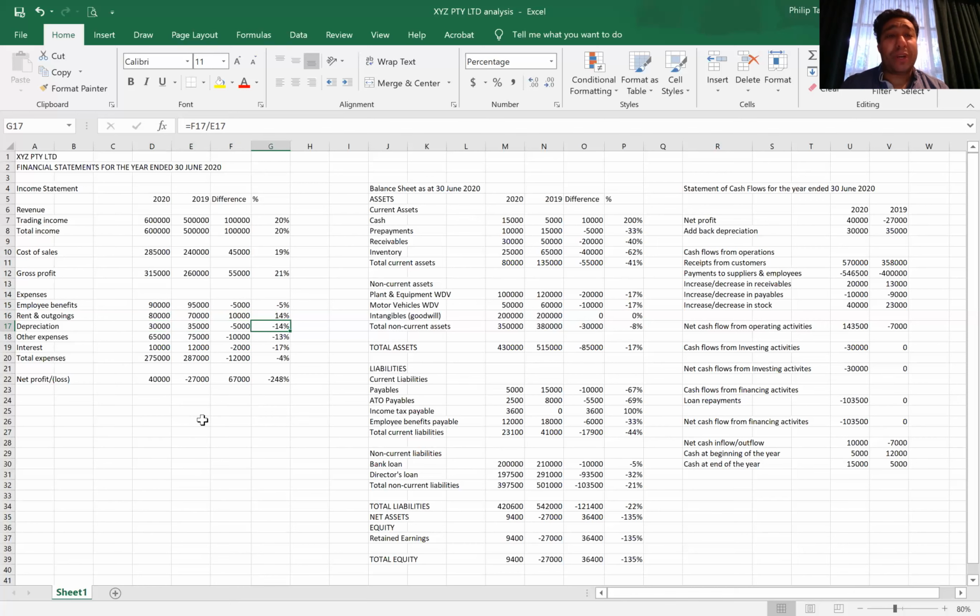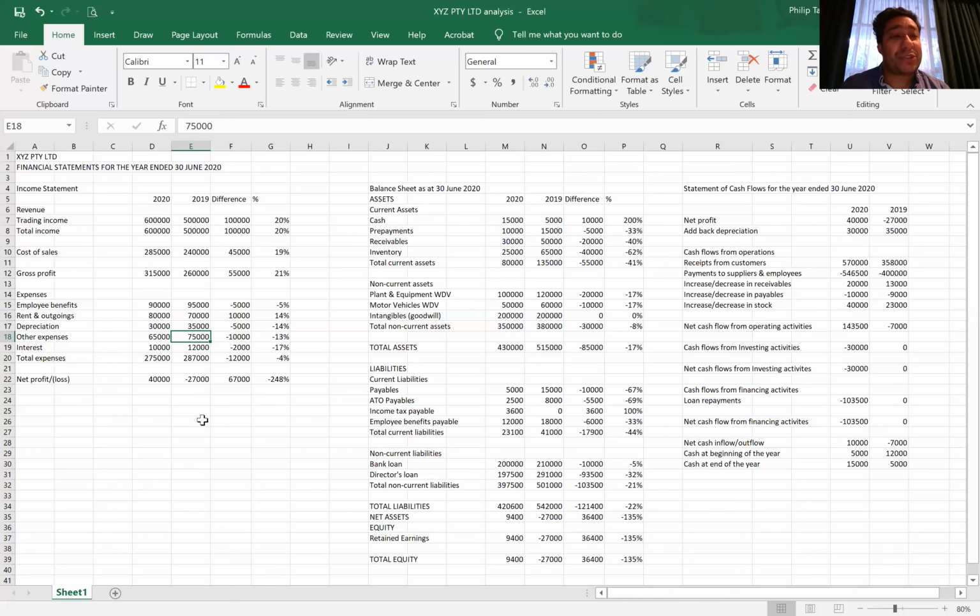Now, the way we do the percentage changes is we take the difference between the 2 years. So in this case, the difference between 2020 and 2019, and we divide that by the 2019 figure, which is a base amount. And then we multiply it by 100 in order to get the percentage reduction.